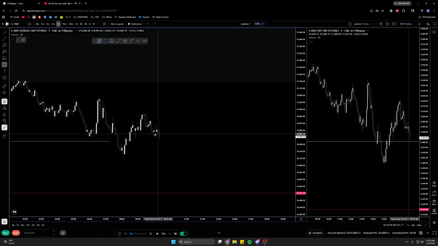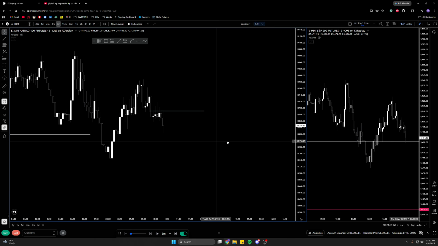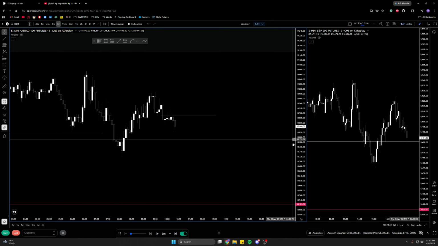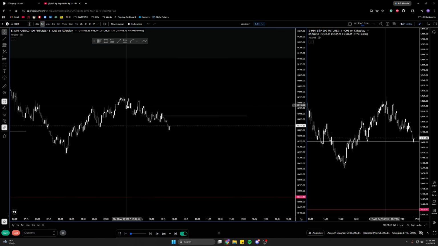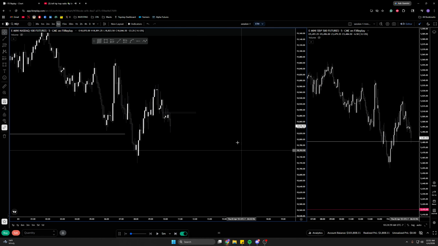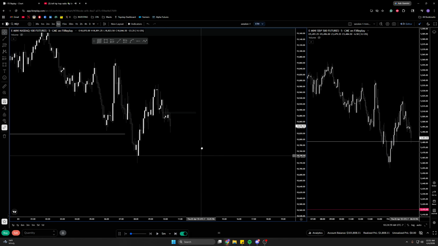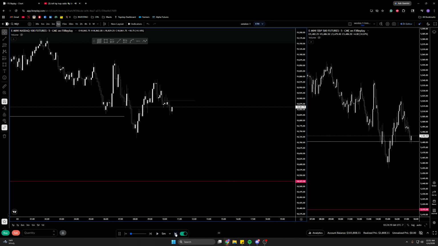Ooh, I kind of want to take this. Oh, this 5 minute is so small. This 5 minute is insanely small. This is not high probability. And look at the 1 minute. 1 minute is just very choppy. This is not high probability though. I would want to take this short, I just don't like how price is looking.